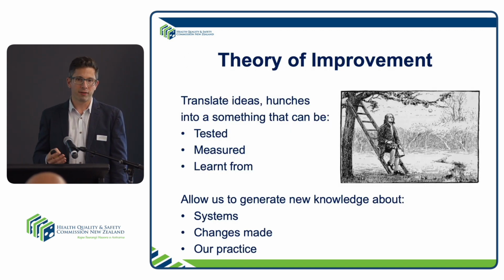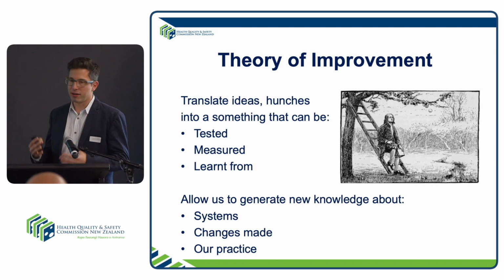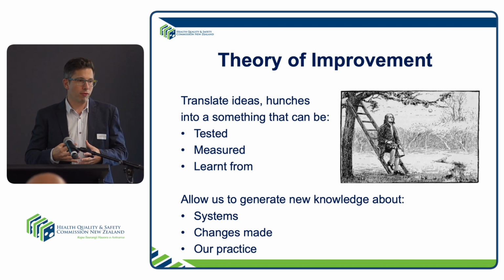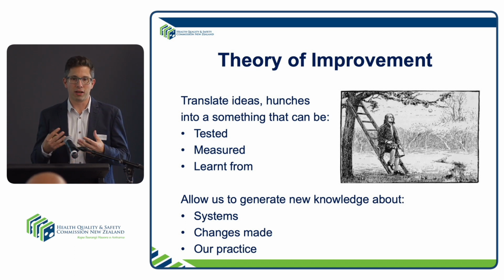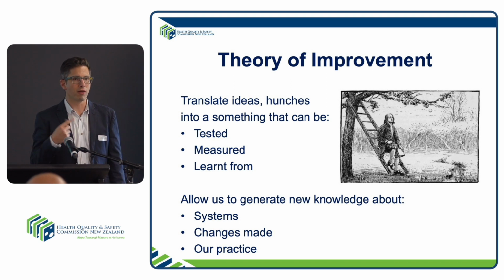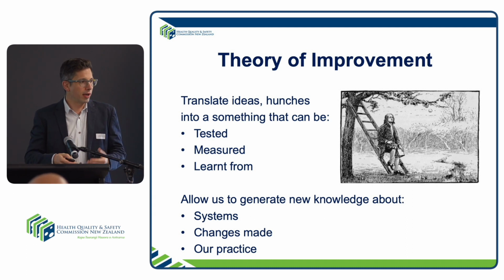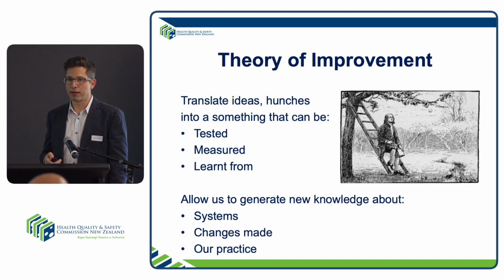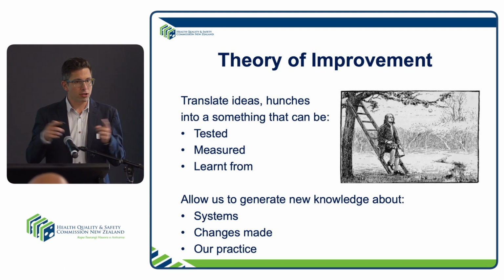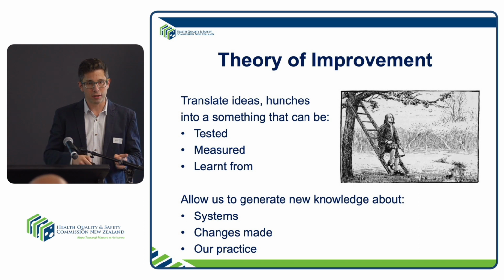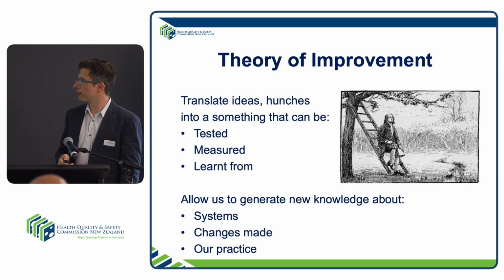So a theory for improvement is really trying to take your hunches and ideas and put them into a format where you can test it, you can measure it, and you can learn from it. It's dynamic. It doesn't have to be static. Even in the conversations this morning, when you're setting your aim statement, you might start with one and move to having multiple aims, or narrow it down based on what you discover your drivers are along the way. It can help us get a good idea of how our system is working, what impact the changes we've made already, or are planning on making, have on the way that we practice.